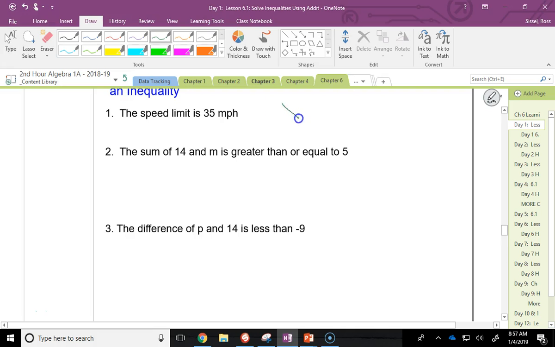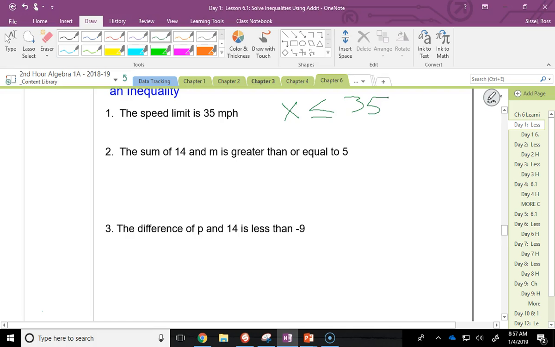I'm going to say my speed is x. If the speed limit's 35, what inequality sign should I use, Brianna? Less than or equal to? Why or equal to? Why not just less than? Because the exact limit is 35, not anything below 35. Good. I'm allowed to drive 35. So I can go right up and be on 35 and be driving that speed limit. So I have to say less than or equal to.